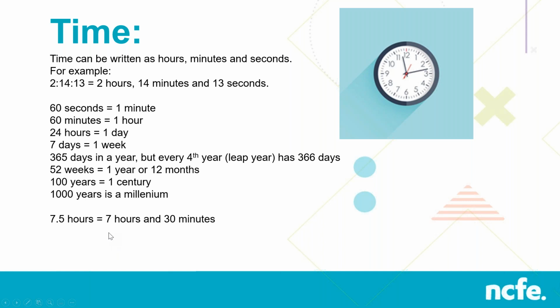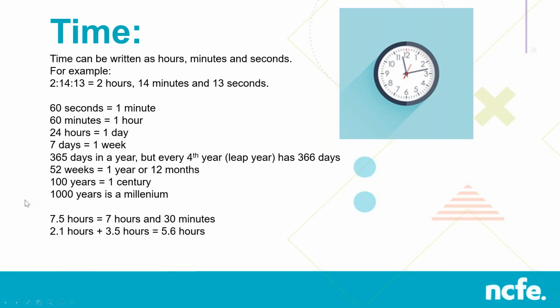The most important thing to note when it comes to time is when it's shown as a decimal, we need to convert that time into hours and minutes. So 7.5 hours isn't 7 hours and 50 minutes, it's 7 hours and 30 minutes, because half of an hour, 0.5 of an hour, is 30 minutes.